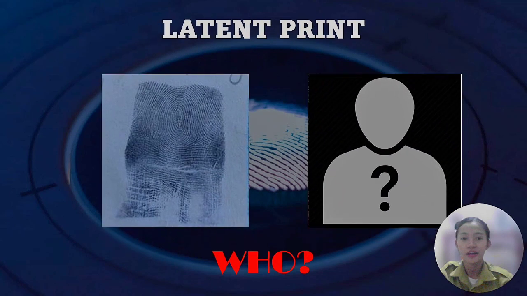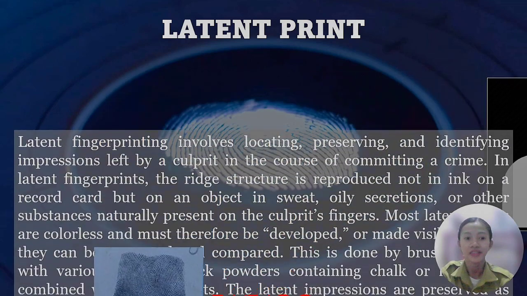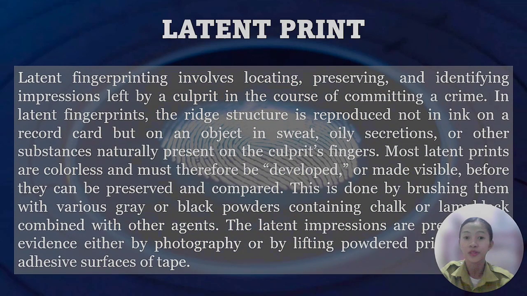And now the problem here is who is the owner of this latent print? Now let's talk first about what the latent print is. Latent fingerprinting involves locating, preserving, and identifying impressions left by the culprit in the course of committing a crime. In latent fingerprints, the ridge structure is reproduced not in ink on a record card but on an object in sweat, oily secretion, or other substances naturally present on the culprit's fingers.